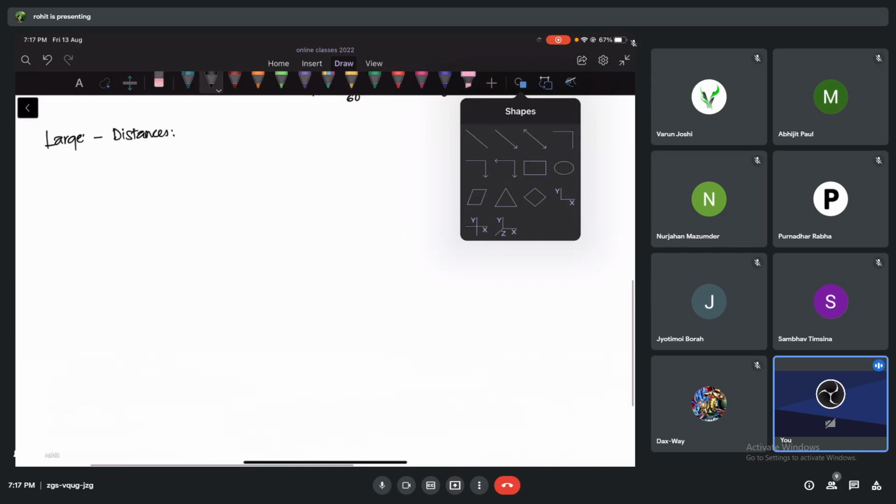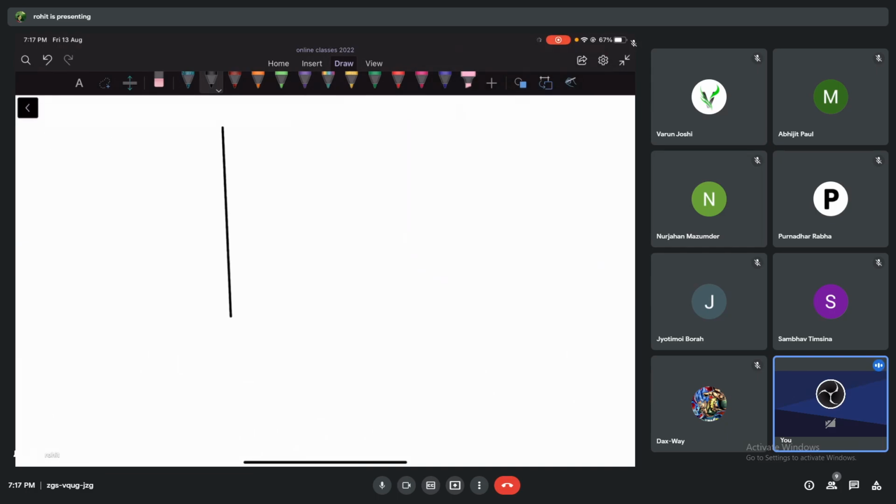If I'm measuring the distance of a... why is it lagging, right? Whatever I'm doing is coming very late on the screen. Now I think it's okay. This line doesn't look straight.